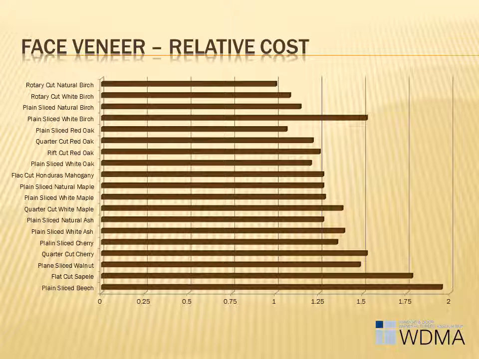This chart shows a few of the most commonly specified door veneer species by cut and color, and their approximate relative cost differences as compared to rotary cut natural birch. This does not include grade differences. It is easy to see how your selection of species, cut, and color can affect the price of the final product.